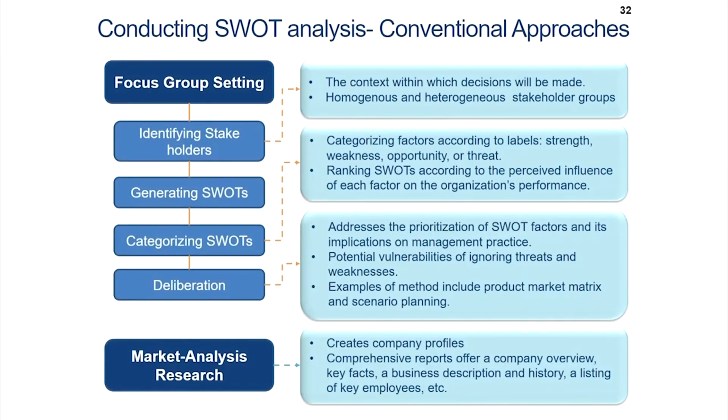Now, the conventional approach of conducting SWOT analysis is in the focus group setting, where we are identifying stakeholders and then generating SWOTs, categorizing SWOTs and deliberating. When we are identifying stakeholders, we consider the context within which decisions will be made, and homogeneous and heterogeneous stakeholder groups. With regard to categorizing the SWOTs, we are categorizing factors according to labels, ranking SWOTs according to perceived influence of each factor on the organization's performance. And when we are deliberating on it, we are addressing the prioritization of SWOT factors and its implications on management practice, potential vulnerabilities of ignoring threats and weaknesses. Examples of method include product market matrix and scenario planning.